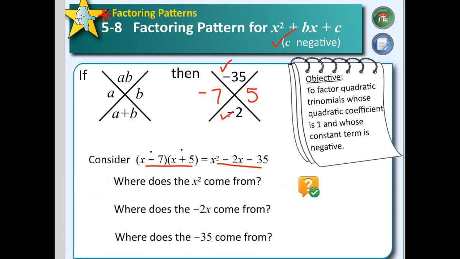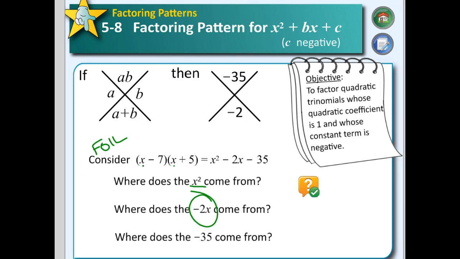When I look at my trinomial, where did the x squared come from? If we're going to use the FOIL method, what part of that method did the x squared come from? That's right, it came from the first times the first. Now, where did that negative 2 come from?